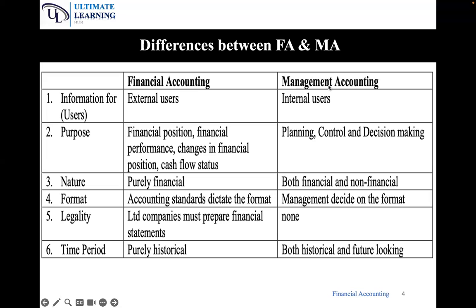On the other hand, as we have looked at before, management accounts serve three purposes: to help in planning, control, and decision making. The third difference between FA and MA is on the nature of accounts. Financial accounts are purely financial, in other words, they are quantitative in nature. On the other hand, management accounts are both financial and non-financial, in other words, both quantitative and qualitative in nature.